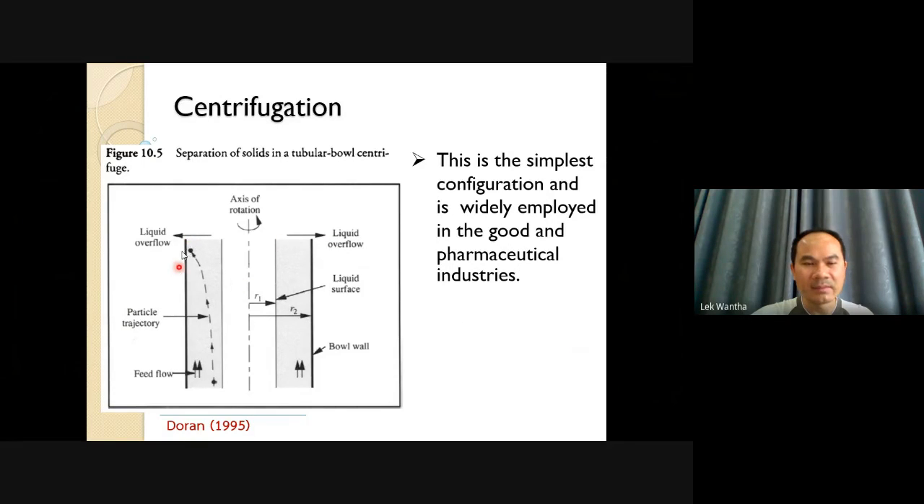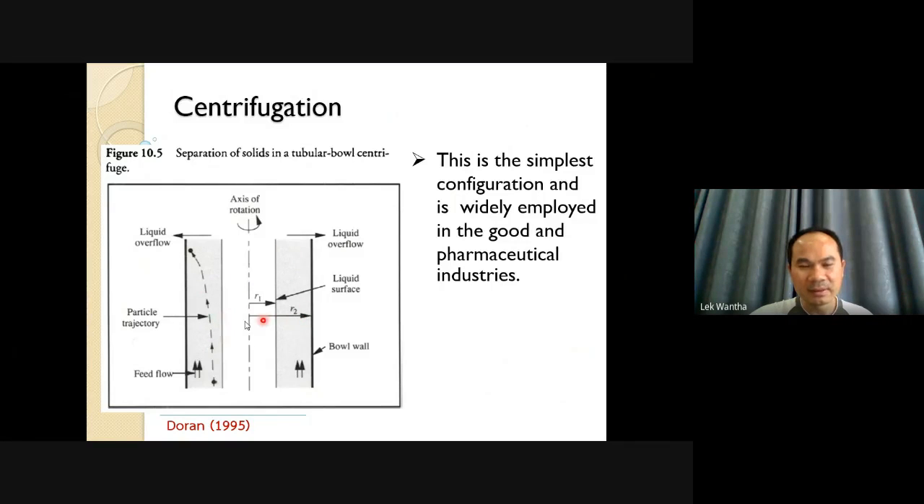So we have a tube, and then we have some equipment to rotate it. If you rotate, some solid will move in this direction. After it moves, it contacts the wall, deposits there, and then drops by gravity. Don't forget that in our system we have two phases, liquid and solid.